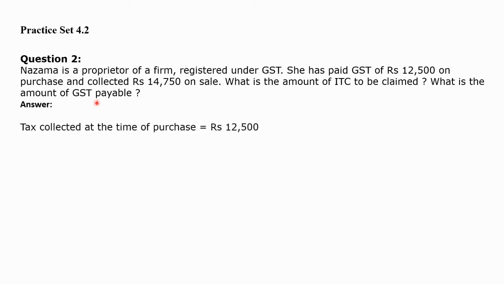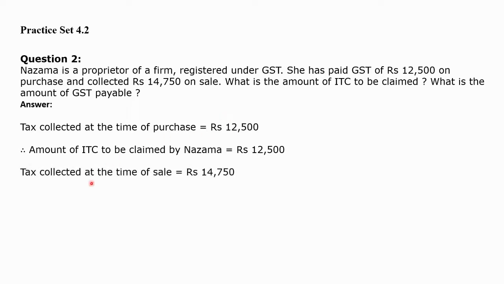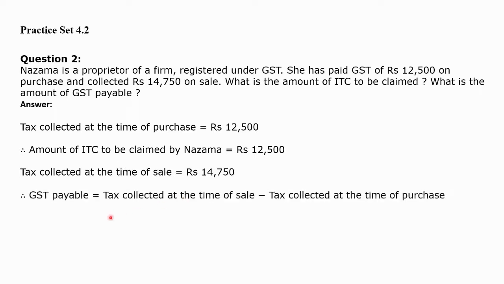Let's start. Tax collected at the time of purchase, that is 12,500, and the amount of input tax credit to be claimed by Nazma is rupees 12,500. So 12,500, we can also call it an input tax. Tax collected at the time of sale, that is rupees 14,750, we can also call the output tax.